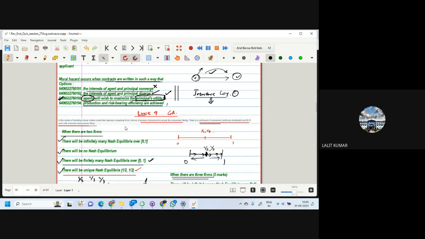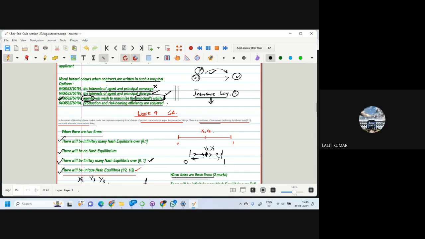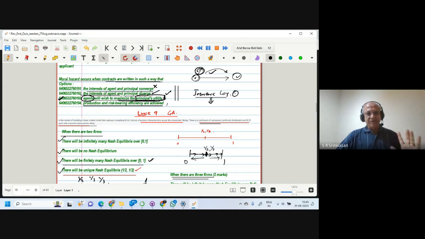One small correction, sir. The agent will wish to maximize their own utility. So it may maximize or minimize the principal's utility, that we don't know, but the agent will always maximize their own, because everybody will try to maximize their utility.